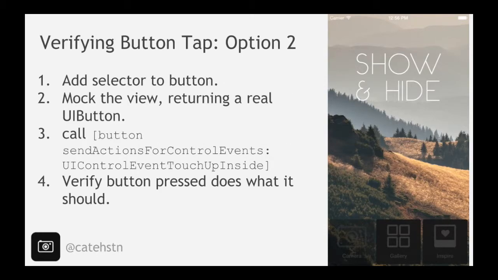So the second option is that the selector gets added in the presenter in that ViewLoaded method I mentioned. Then we mock the home view controller and return a real UIButton for, say, the gallery. Then we call button sendActionsForControlEvents, UIControlEventTouchUpInside. That's how we tap the button, or tell our code to tap the button. Then we verify that what happens is what we expect, for example, the image picker is launched.